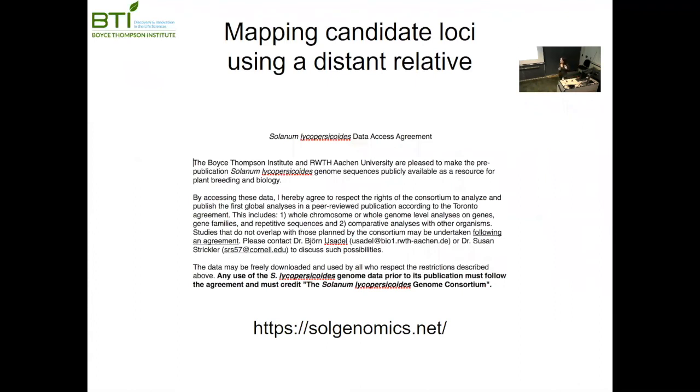And I just thought I'd throw this out there in case any of you are interested in Lycopersicoides. We will be making this publicly available in the next week or two. This will be pre-publication. It'll be free for anyone to use as long as you agree to our access agreement. It'll be on solgenomics.net, Lukas Mueller's database. So you can let me know if you're interested in that.